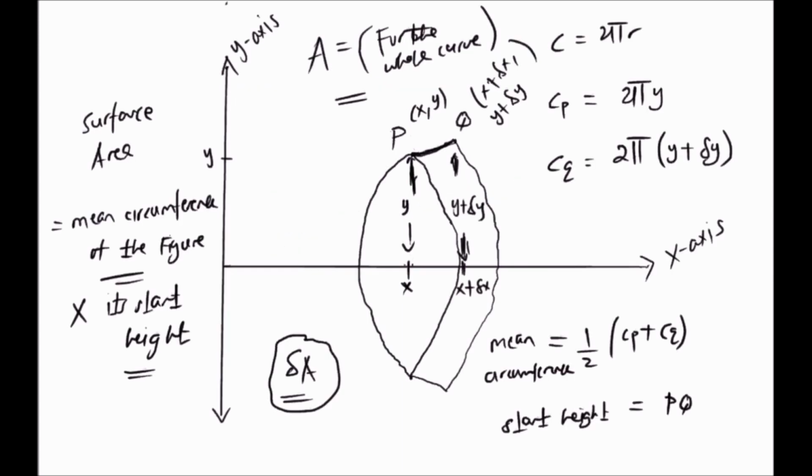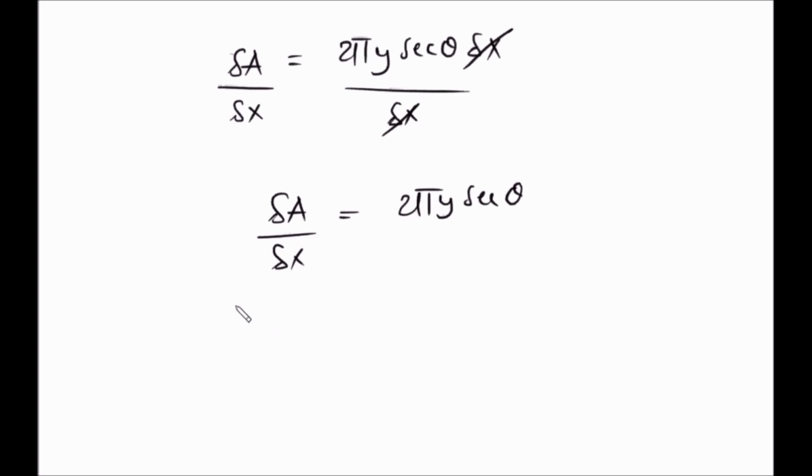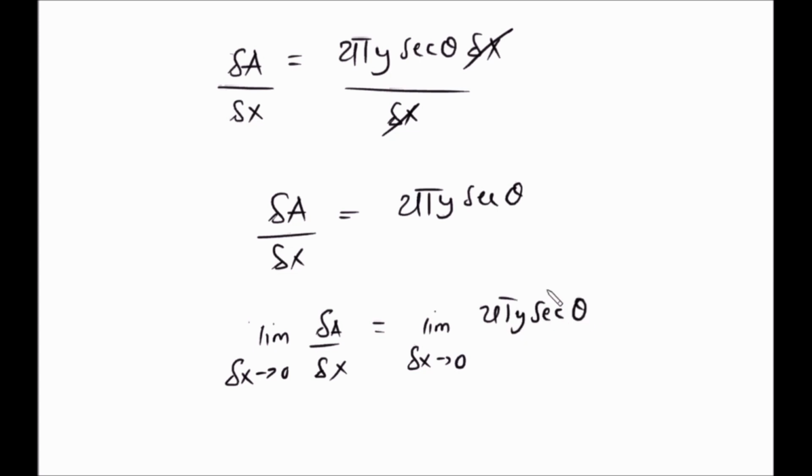So now, this PQ is small, we have taken a small part of the curve y is equal to psi x. So this width delta x is small, it approaches 0. So now here we are going to have a limiting value. We will take the limiting value as delta x approaches 0 of delta A over delta x, and also the limiting value as delta x approaches 0 of 2 pi y sec theta.